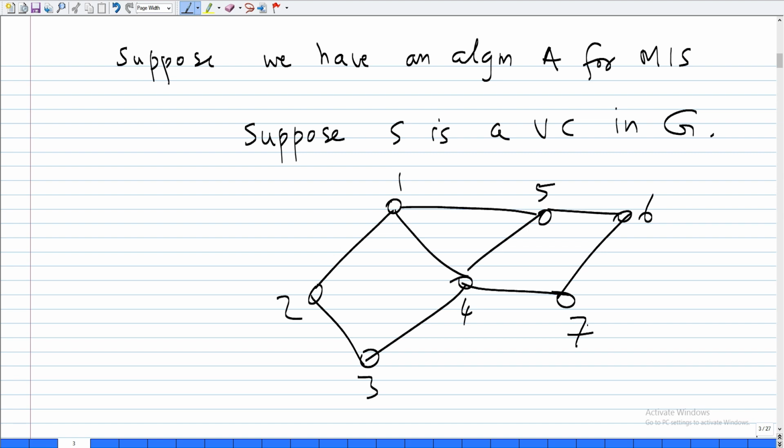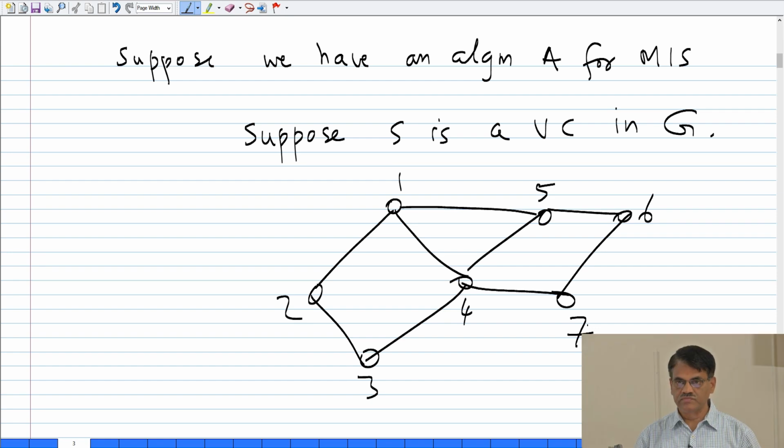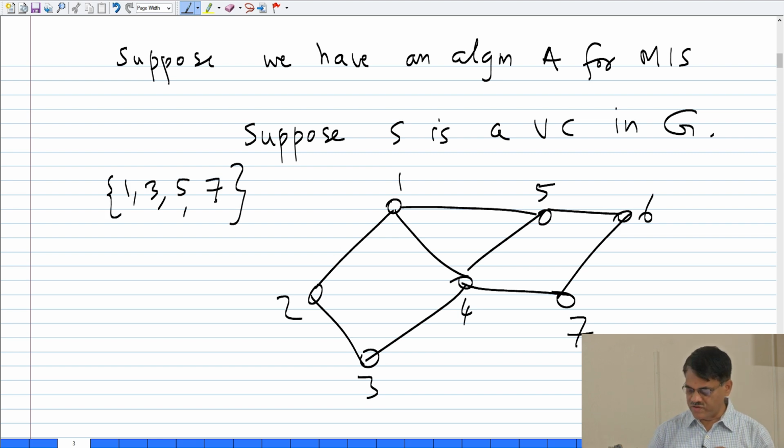Because the 1, 5 edge is not covered. Okay. 2, 6, 1. The 4, 5 edge is not covered. And 3, 5, 7. Okay. Is it a vertex cover? Looks like it. You can run through every edge and check. What are the remaining vertices? 2 and 6, right? 2, 4, 6.